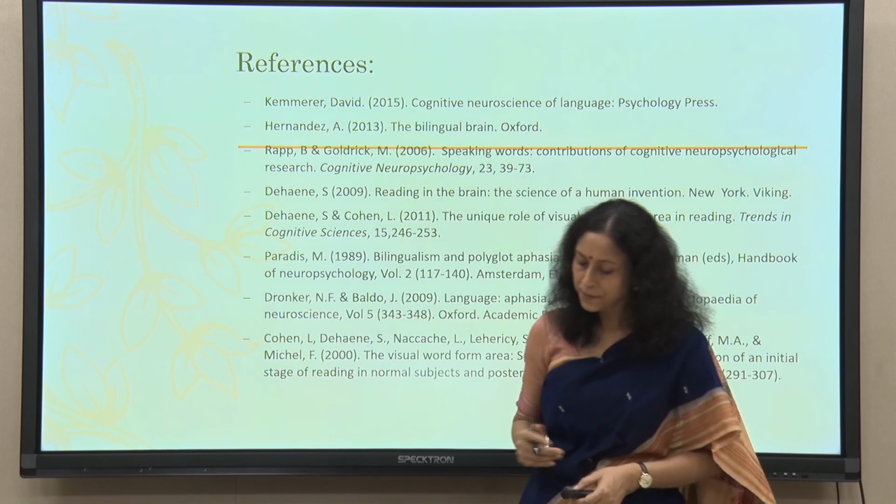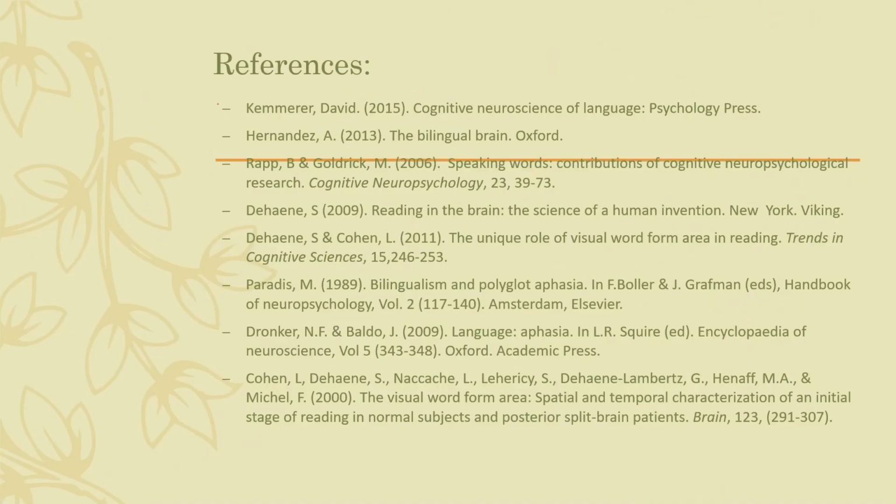These are the references. Some of these are books. This is one of the most important. Then this is the paper in which Paradis has referred to various types of bilingual aphasics, and of course, this is where Cohen et al. have given the model about the visual word form area. So, very important papers.